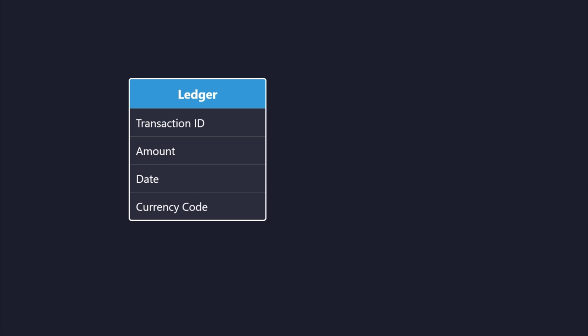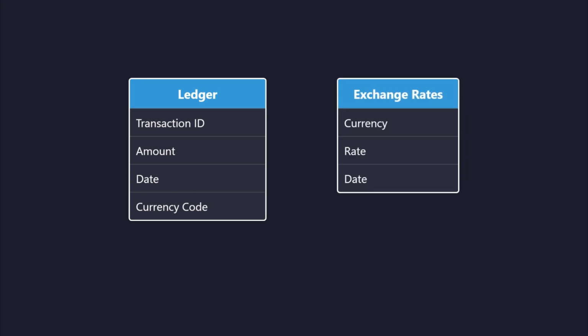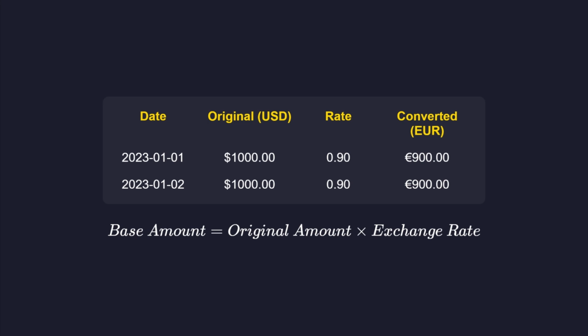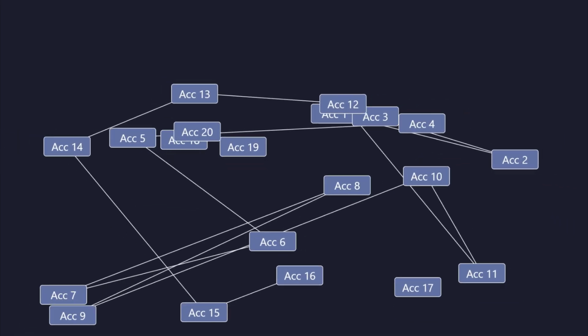Incorporate international support by adding a currency code column to the ledger table and a separate reference table that stores daily exchange rates for all your supported foreign currency types. Always store the original transaction amount alongside the converted base currency amount to allow for precise reconciliation and to account for currency gain or loss due to exchange rate fluctuations over time.